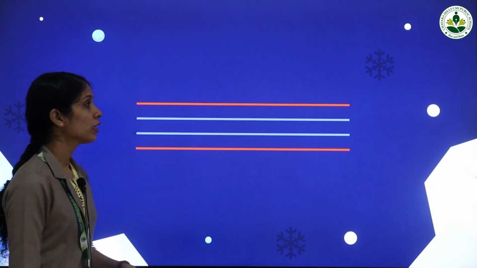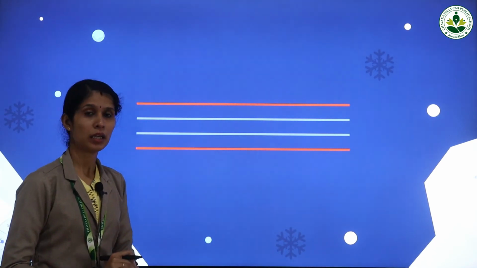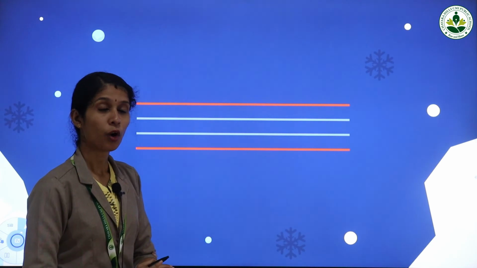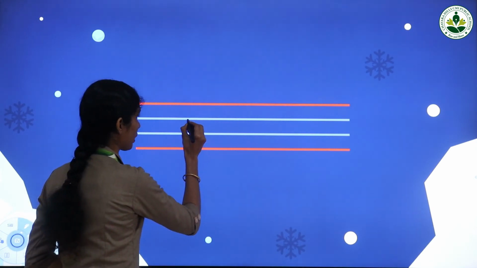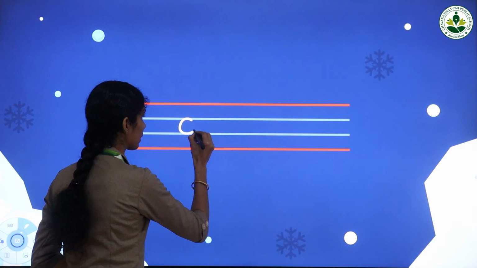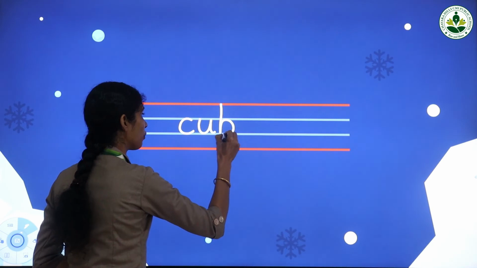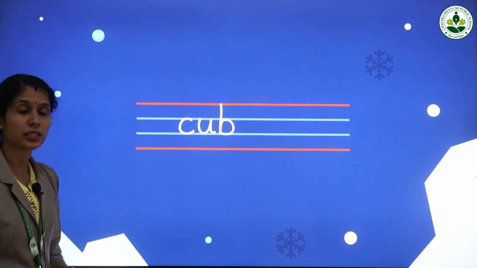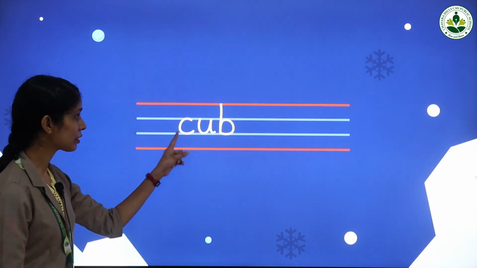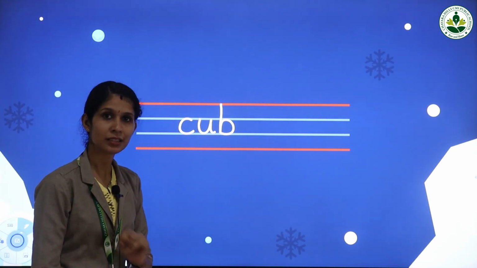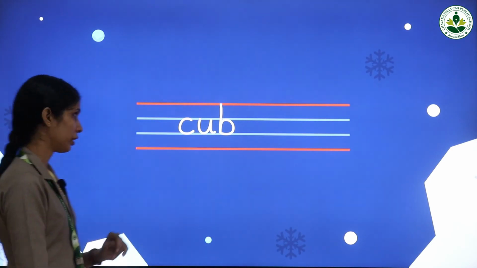So let's write the word cub here. Children, look at the board. Can you say the spelling of the word cub? All of you say aloud. C U B. Very good, children. First we are going to write letter C, then U, then B. Which word is this? Cub. Say aloud. C U B. Cub. We add letter C with ub. We can read this word as cub. Very good.